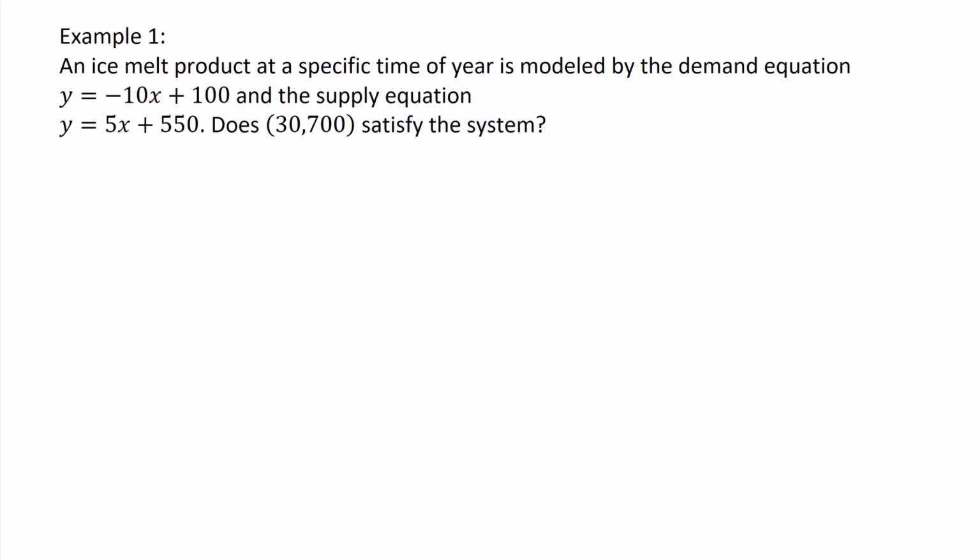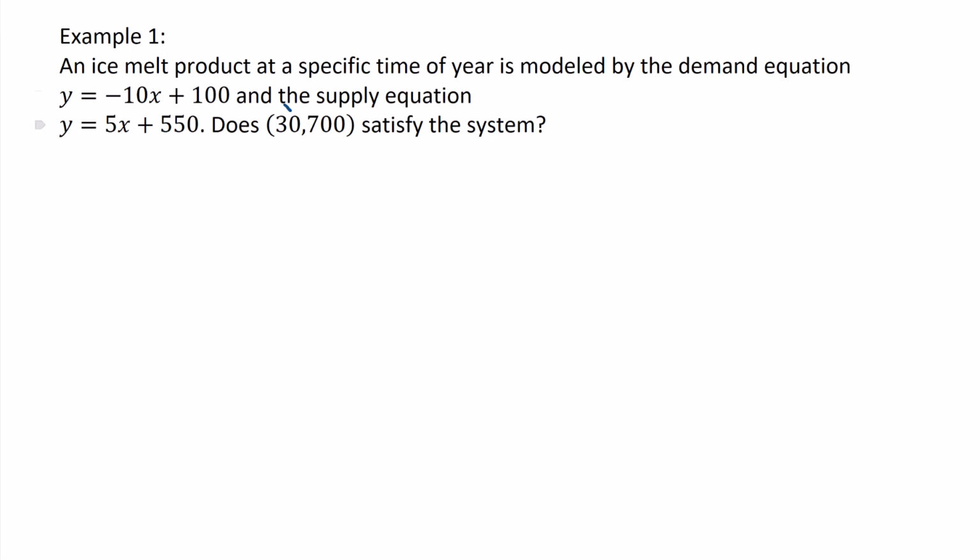An ice melt product at a specific time of year is modeled by the demand equation y equals negative 10x plus 100 and the supply equation y equals 5x plus 550. Does (30, 700) satisfy the system?